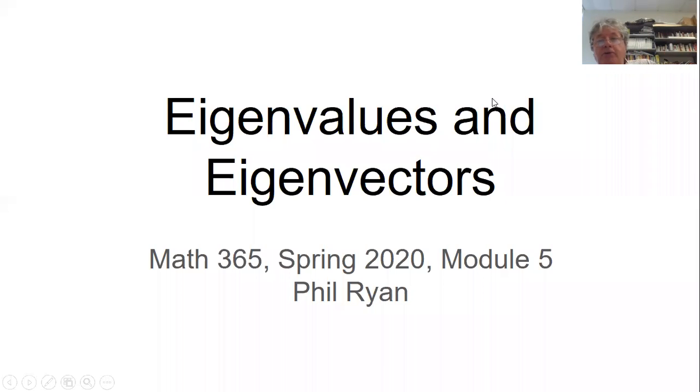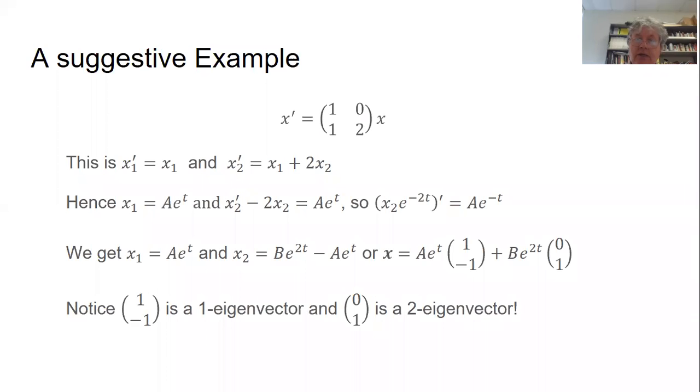Okay, here's module 5, Eigenvalues and Eigenvectors. So, why do we need linear algebra for ODEs? Here is a suggestive example.